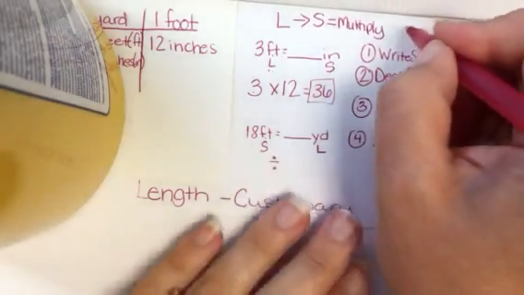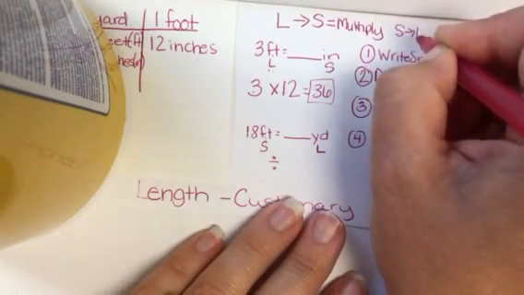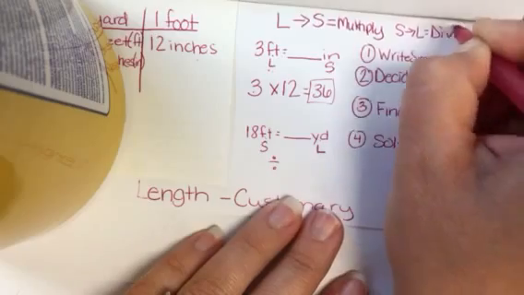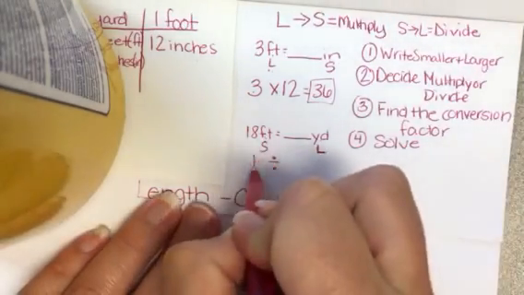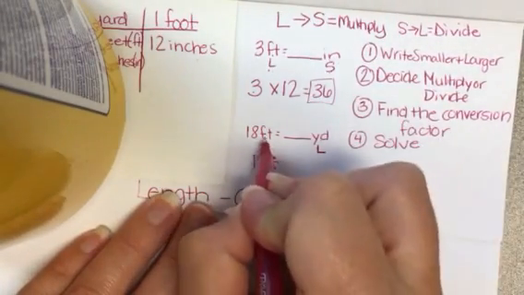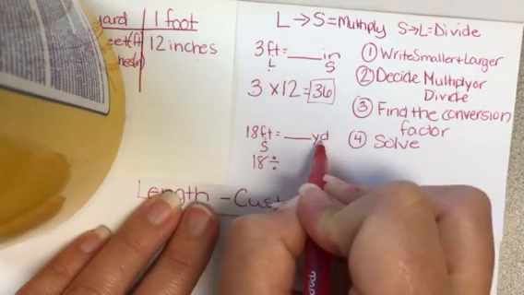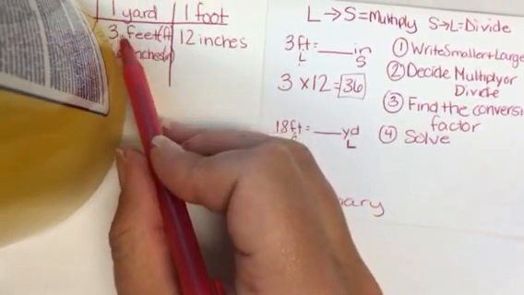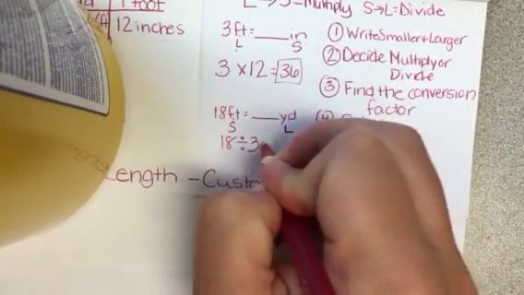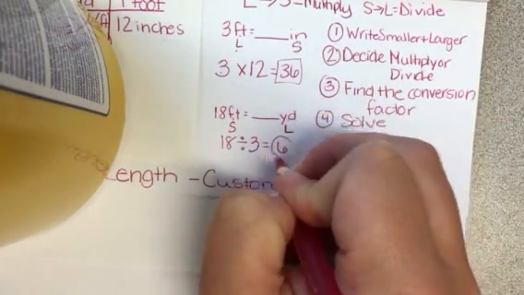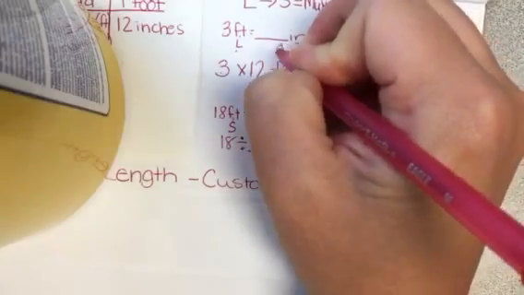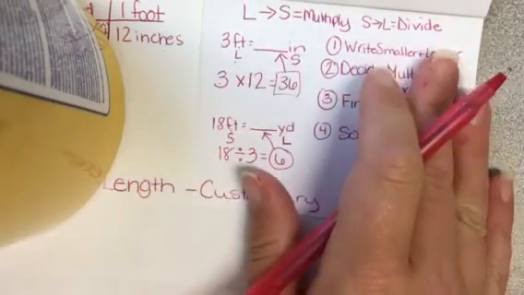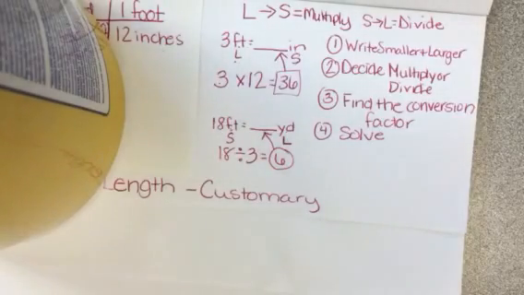So let's write that up here. When I go from a smaller unit to a larger unit, I divide. Okay, so I'm writing it down. And what's my conversion factor? How many feet are inside of a yard? 1 yard is equal to 3 feet. So 18 divided by 3 is 6. So here's my answer. Okay, so we practiced what it looks like when you multiply and when you divide.